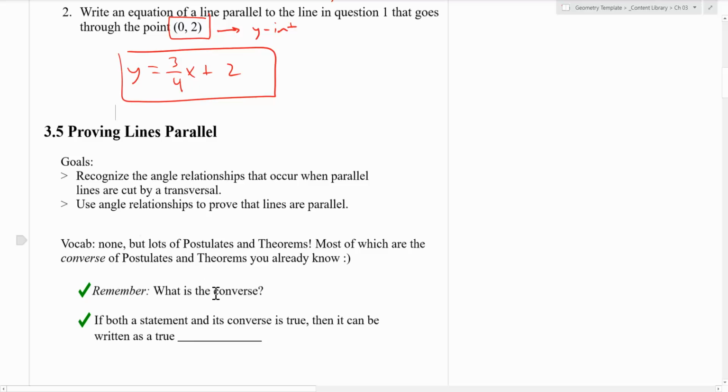No big deal there. Remember, what is the converse? For lack of a better term, let's just say the converse is opposite, or we're working backwards. If both the statement and its converse are true, then it can be written as a true conditional? Biconditional? I like that. Conditional, or is it biconditional? I don't know. We'll have to come back to that, okay?